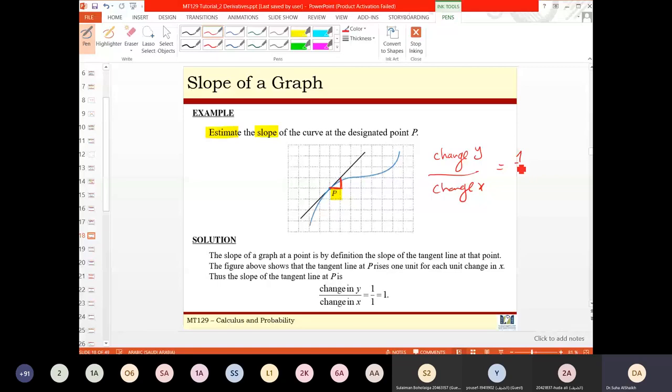If I take another point from here and try to see the change, again x is one and y is one. This is the special thing about the slope: no matter what point you choose, the slope must stay constant. So actually the slope of the tangent line is 1, which means the slope of the curve is equal to 1 at this specific point P. Got it?